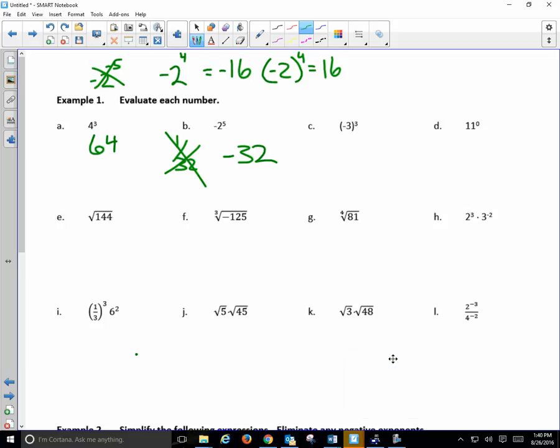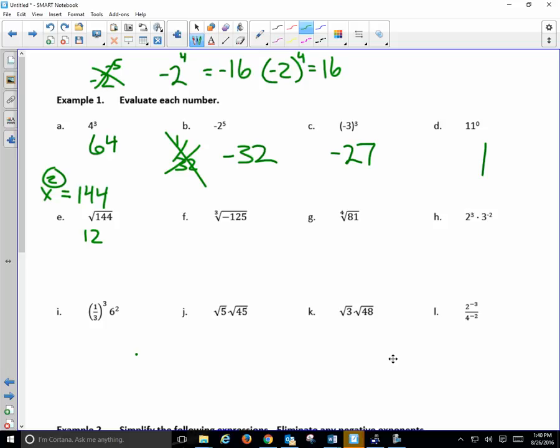All right, here we go. Negative 3 to the third. Anybody? 11 to the 0. You guys are getting good. Square root of 144. Do we list negative 12 as well? If the problem said x squared equals 144 and find the solutions, we know that there are two, and we list positive 12 and negative 12. But if you're simply asked to evaluate the square root of a number, you list what we call the principal root, the positive root, just 12, okay?